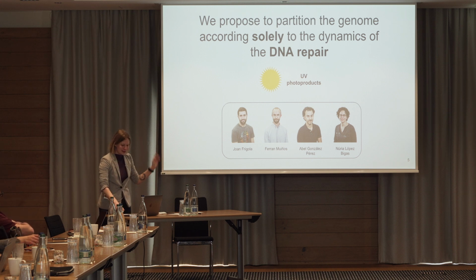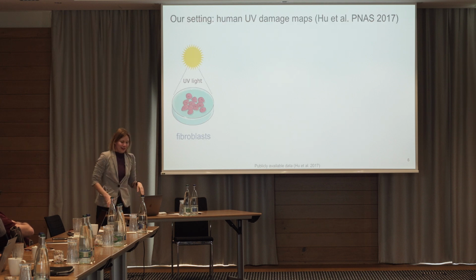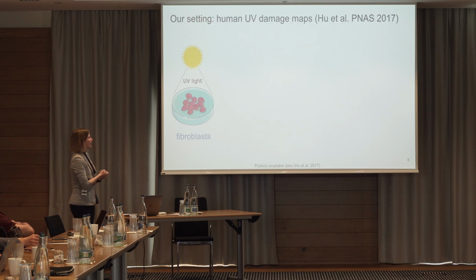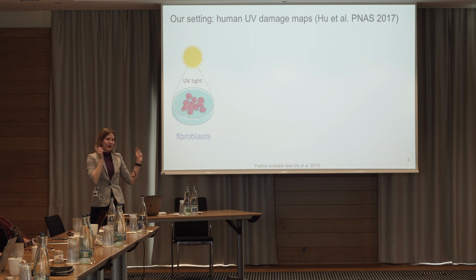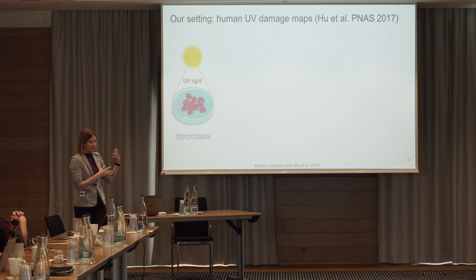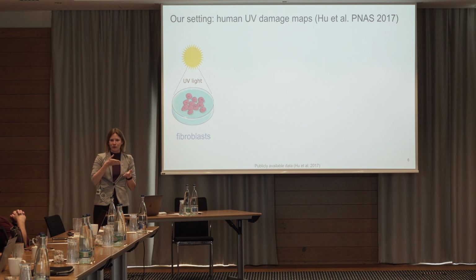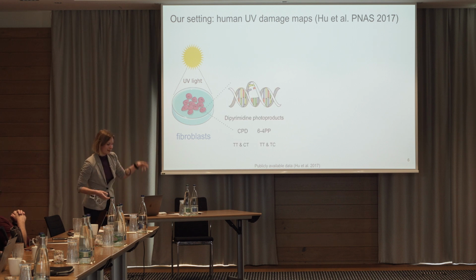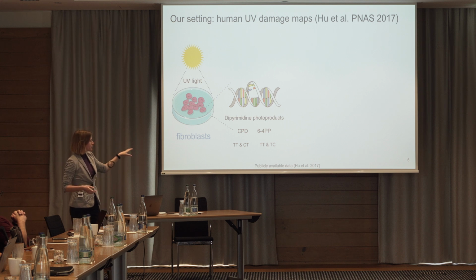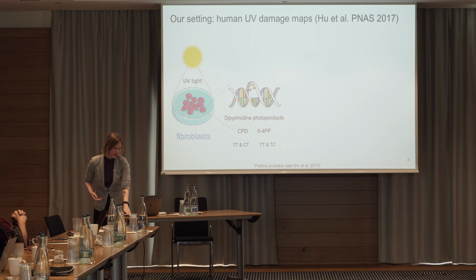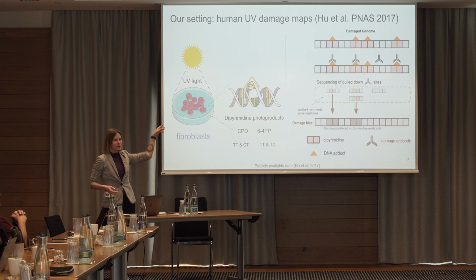And this is the team that has been involved in the project so far. I will very shortly go through the setting because it's complicated, but I will be short. We have different efforts that are trying to map these lesions, as Pepe has also mentioned. One of those is UV damage maps, where they basically take a plate of fibroblasts. They induce a short UV light pulse that ends up producing the dipyrimidine photoproducts. They look at both CPDs and 6,4-PPs, and for both of them, they prioritize the two most frequent pyrimidine pairs that the lesions appear in for both of those types of damage. And then they are interested exactly in mapping this type of lesions.